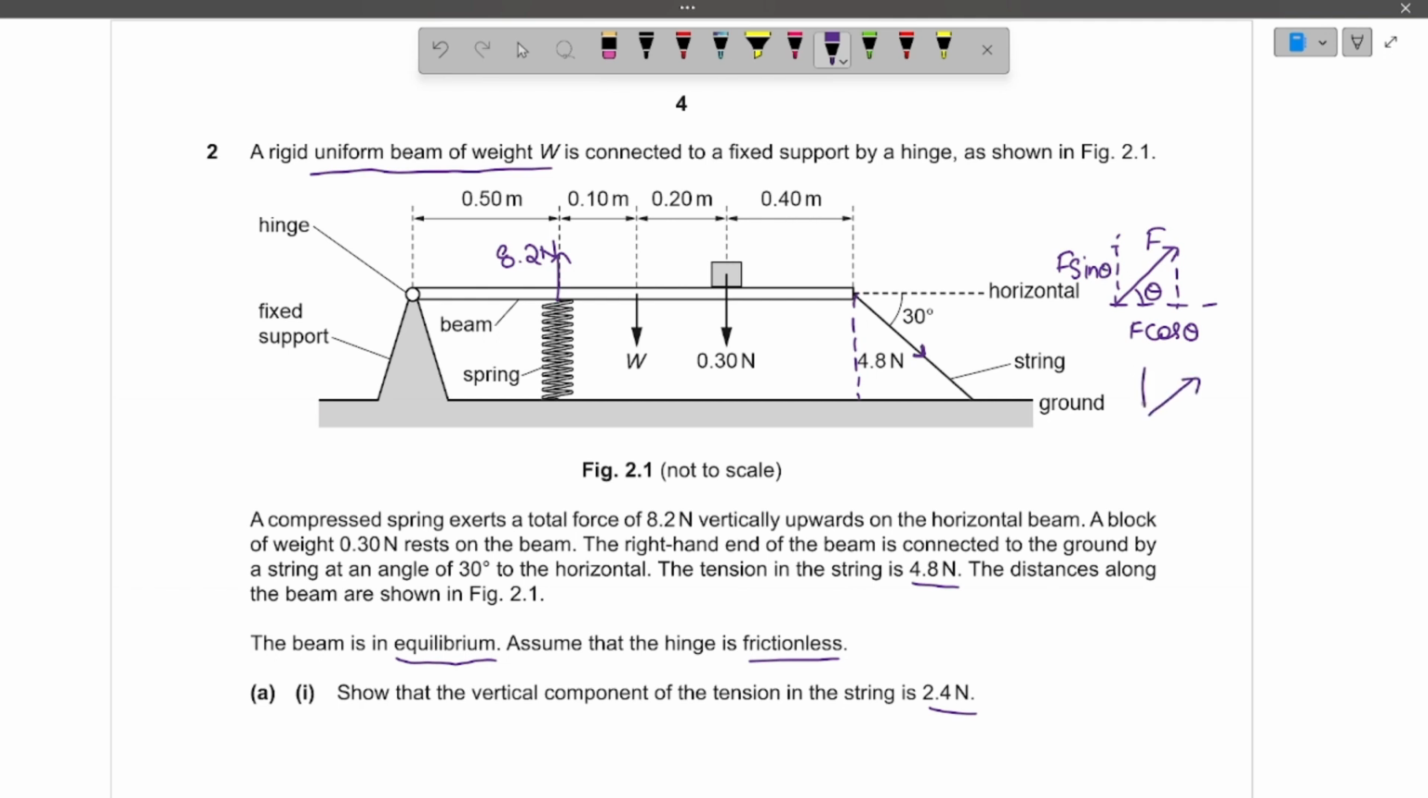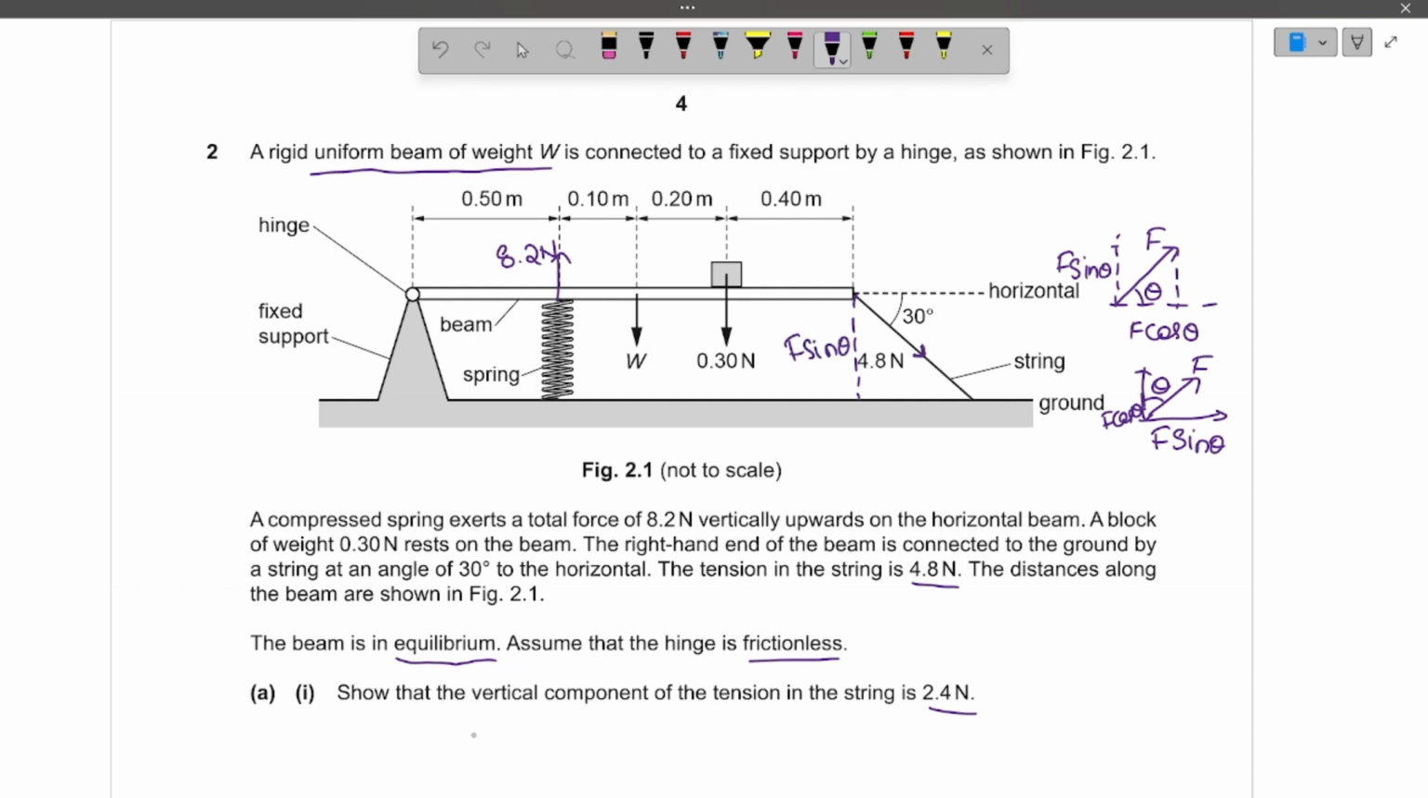Now suppose the angle given is to the vertical. Then the vertical component would be F cos theta, and the component opposite to the angle given would be F sine theta. So it will swap. It's the best method to remember when resolving vectors. There must be an angle given, right? If you are resolving the vector in line with the angle, it will be a cos component. If you are resolving it in the opposite direction, it will be a sine component. Here it is not in the direction of the angle given, so this would be F sine theta.